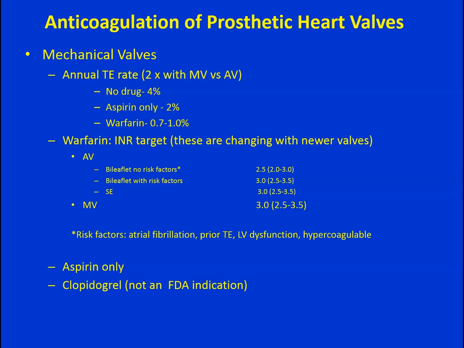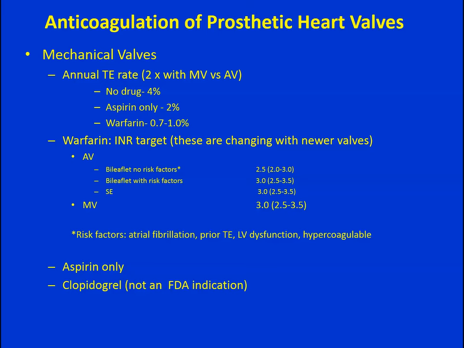Another important interaction between anesthesiologists and anticoagulation is the problem of patients with prosthetic heart valves. With mechanical valves, the annual rate of thromboembolism is about twice with mitral valves as with aortic valves. If they're on no drug, it's about 4%. If they're on aspirin only, about 2%. And if they're on warfarin, about 1%.